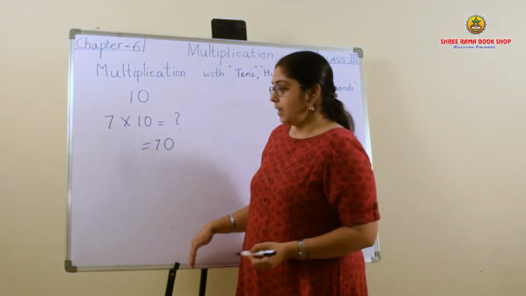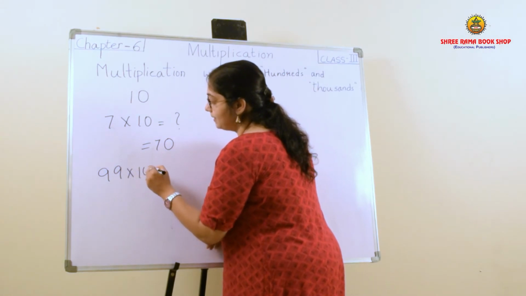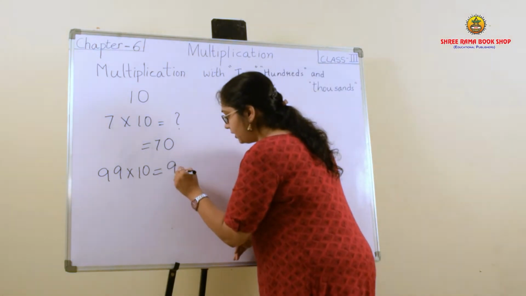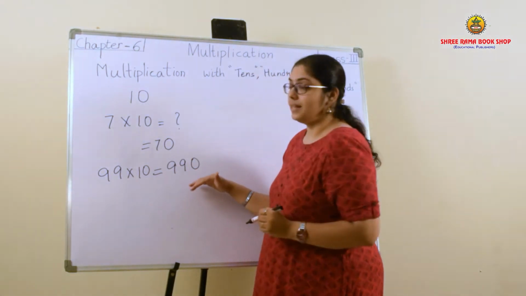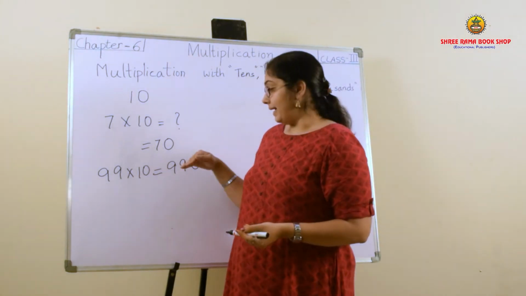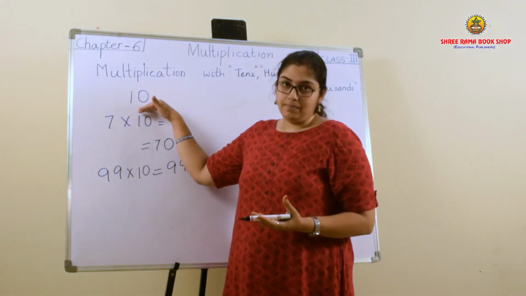In a similar way, if I take a number 99 and I multiply this with 10, then the answer is nothing but 99, the digit, and simply I am adding a 0. So this is how you multiply and get the product when you multiply a number with 10.